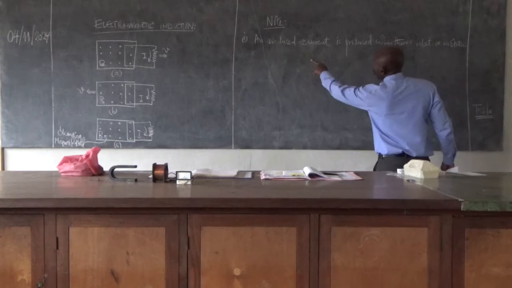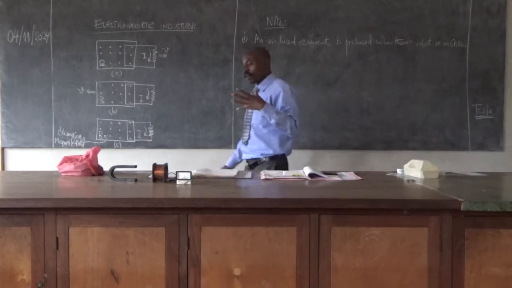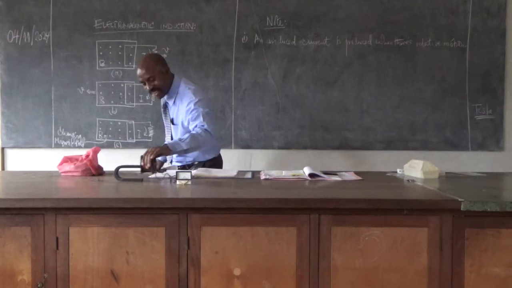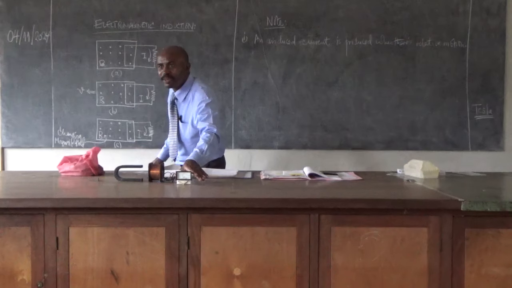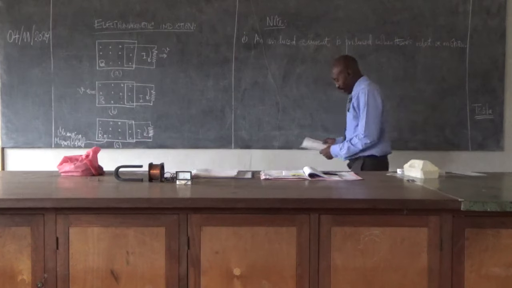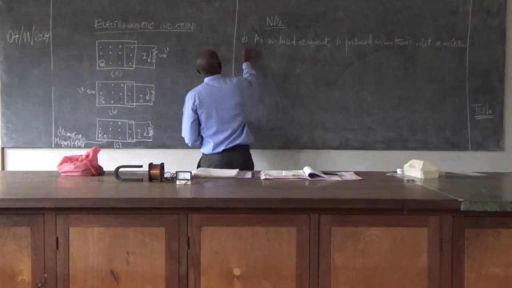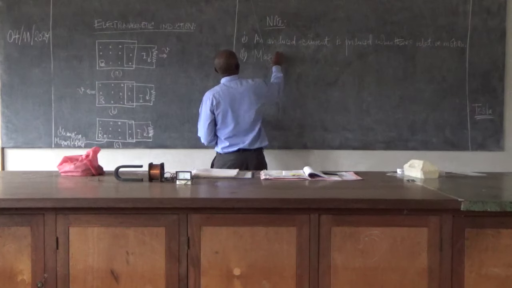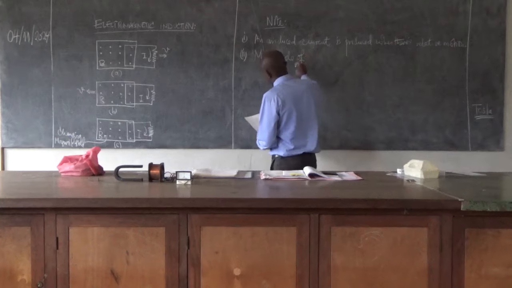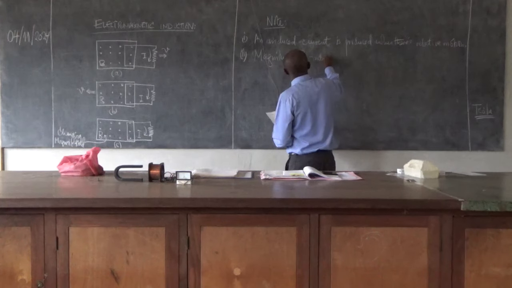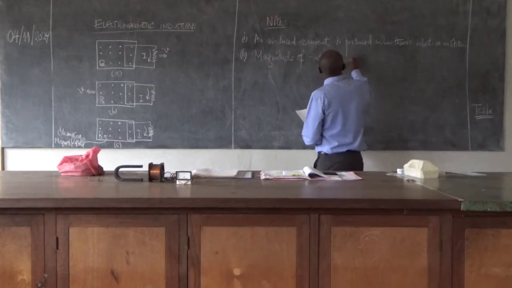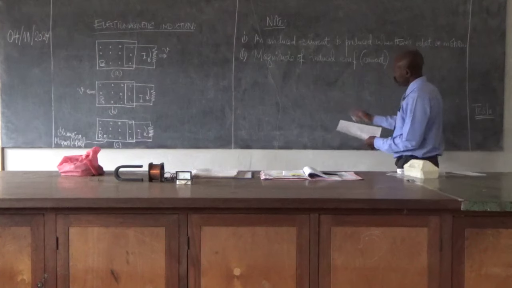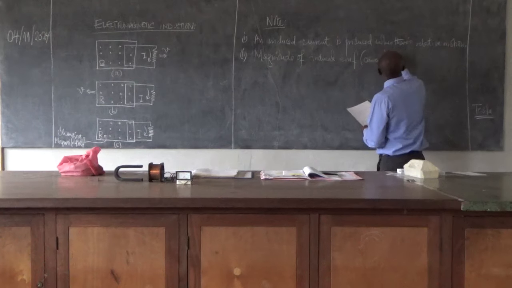So I wouldn't care saying whatever I want to say. But you can only have an induced EMF when there is some motion, either by a magnet or by the coil. If there is no relative motion, then there is no induced EMF. So 2, the magnitude of induced EMF or induced current, which we have been talking about, which is the consequence of the EMF, is proportional.